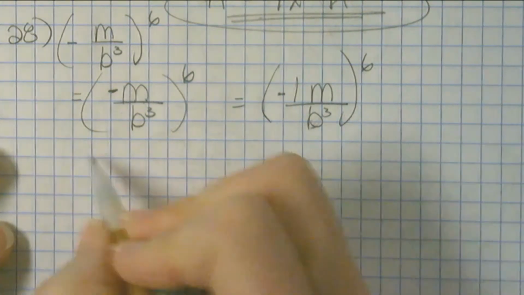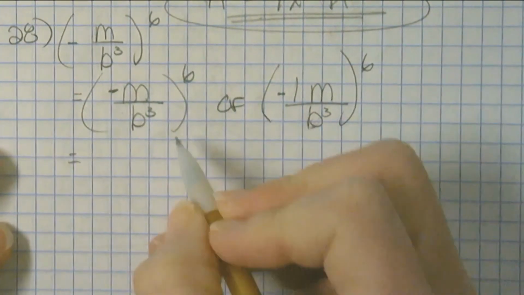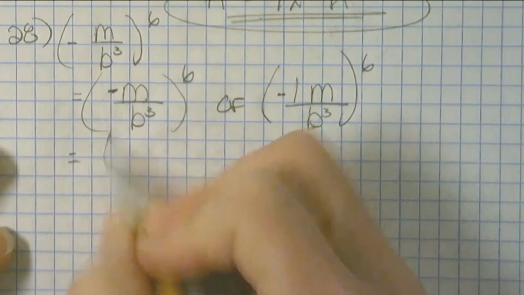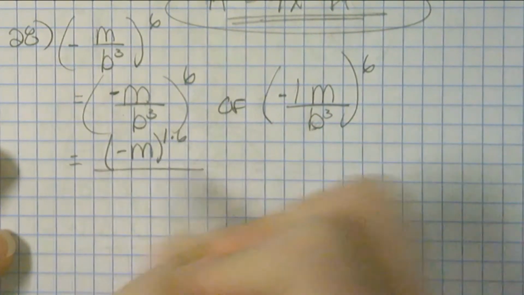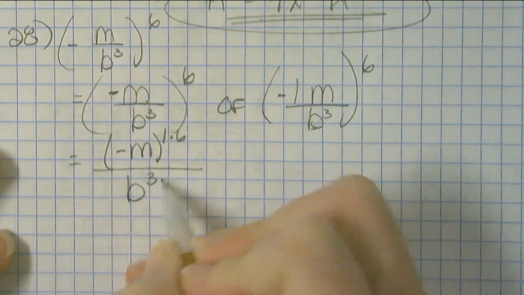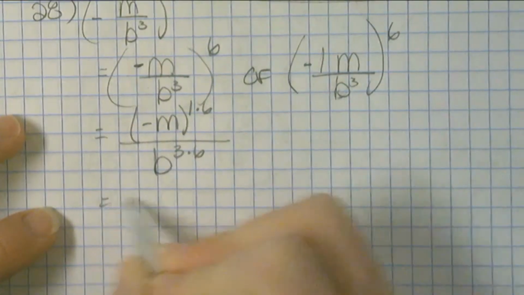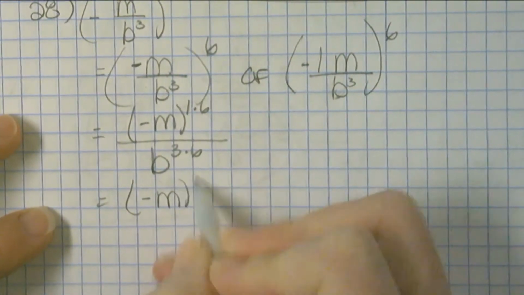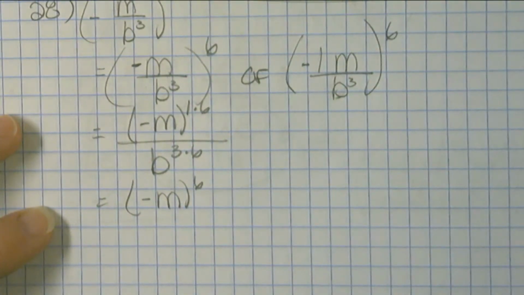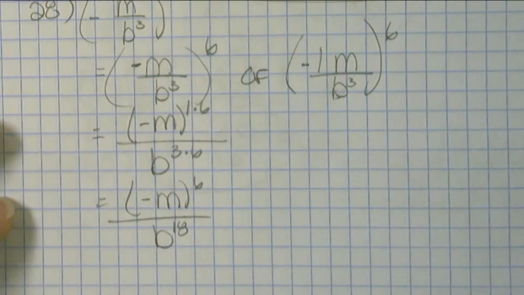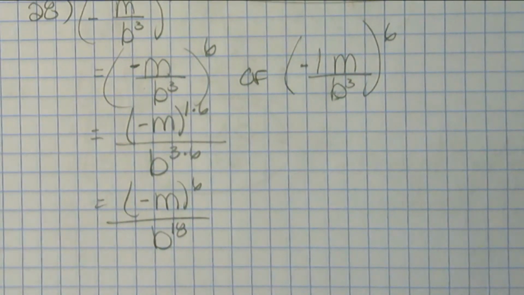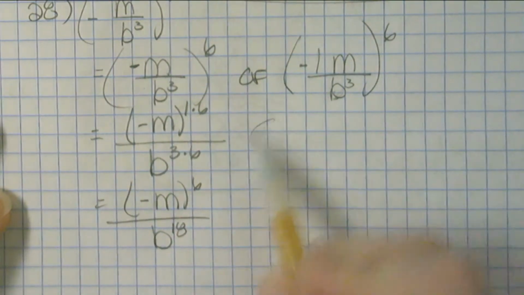Alright, on that first one, I would do negative m to the first times 6, over b to the 3 times 6, which is negative m to the sixth power over b to the 18th power. Now, I'm good with you leaving it like that. My guess is this was our answer.